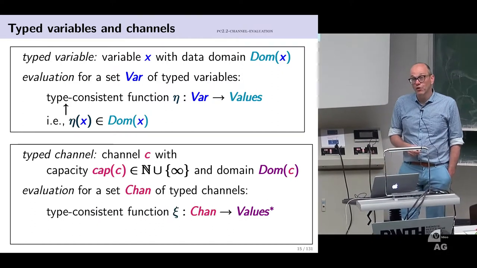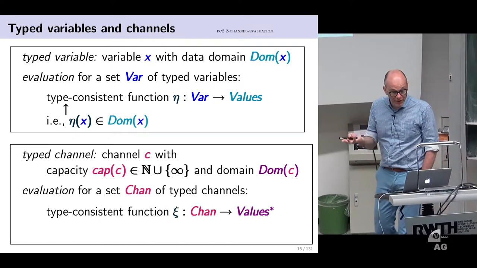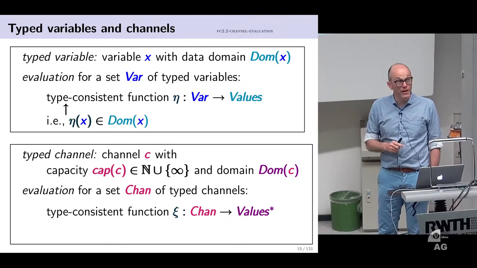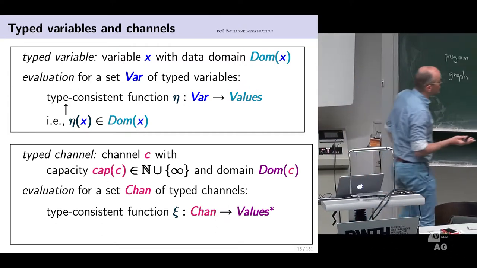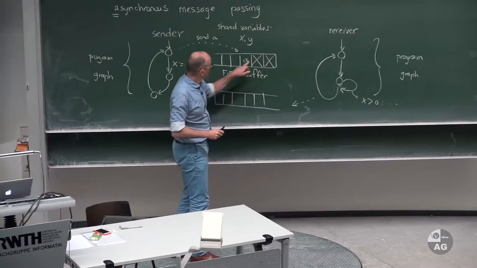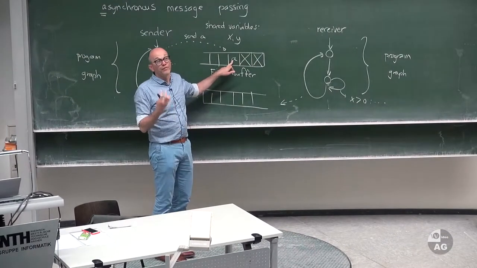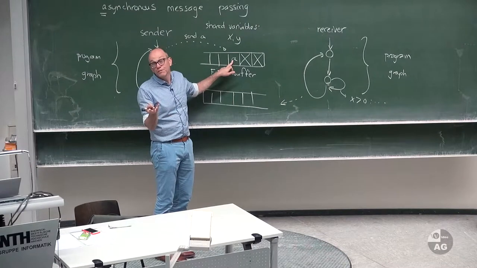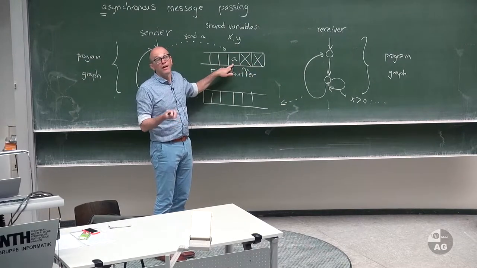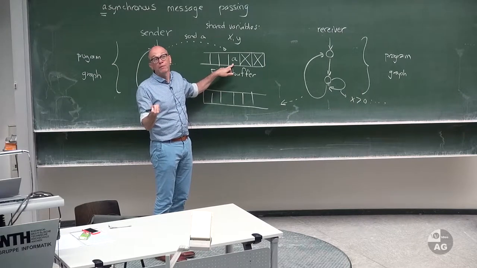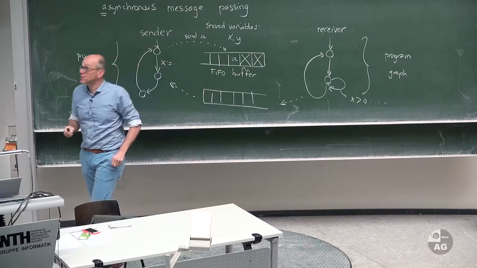And then there is an evaluation. Like I have an evaluation of variables, I also have an evaluation of channels. Now, what does a channel carry? Look at this. Here I have 1, 2, 3 messages. So the value of a channel is a sequence. This one, that one, that one, right? And also, I would like to keep the ordering, remember, because I would like to model a first-in, first-out buffer. So it's not a set, it's not a bag. I model this as a sequence.